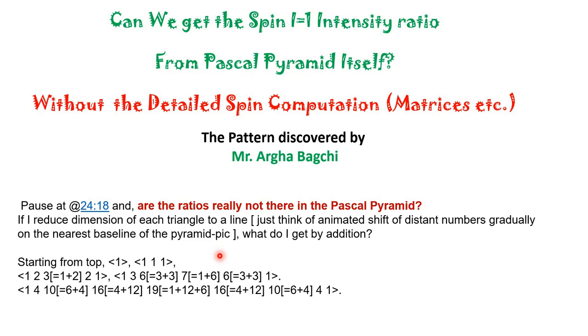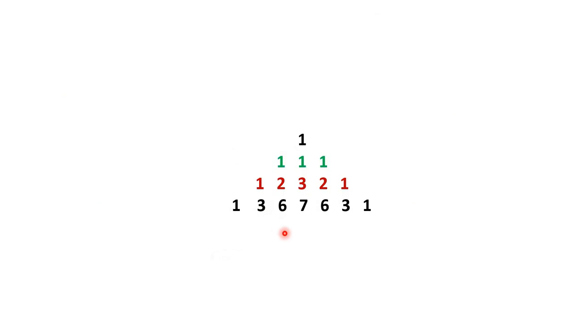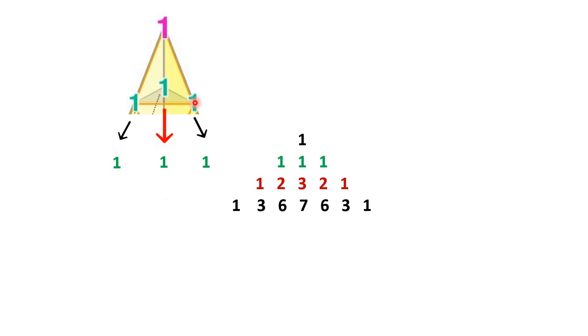So let us elaborate. Yeah, this is the true intensity ratio for I equal to 1. Now let us start with the pyramid. The first one, the second layer, 1 1 1. It's a triangle. Now, as per Orgho's proposition, it is reduced to a line. So how? 1 and 1 come as such, and then 1. So it gives a line, 1 1 1.